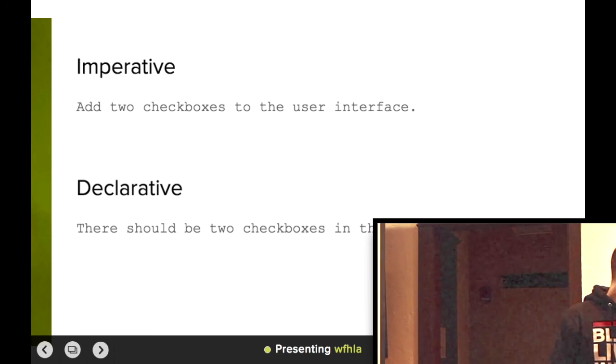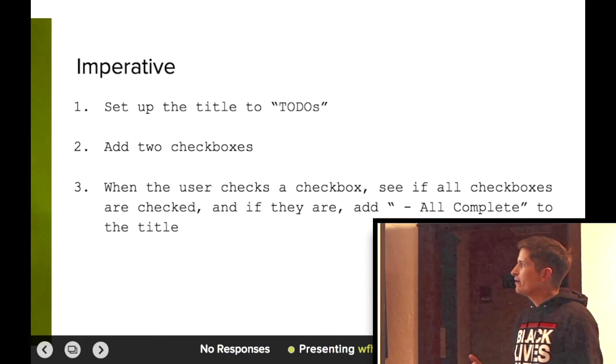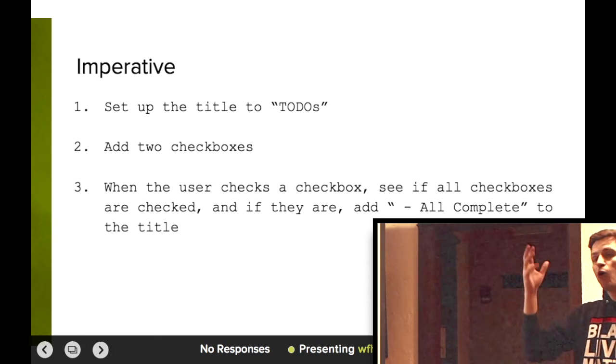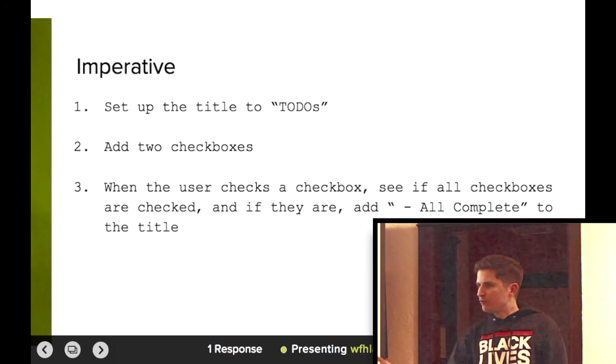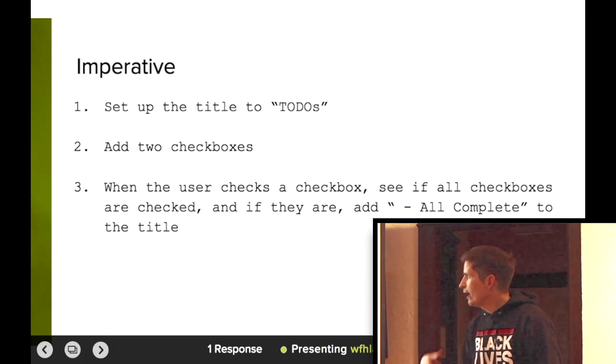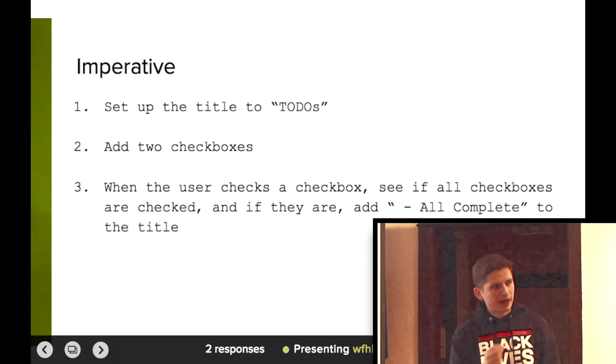Sounds great, right? For a little bit of further example, in an imperative style for a whole to-do app, might be you have a title, it says to-dos, add 2 checkboxes to the UI, and then when the user checks a checkbox, at that point see if the other checkboxes are checked.